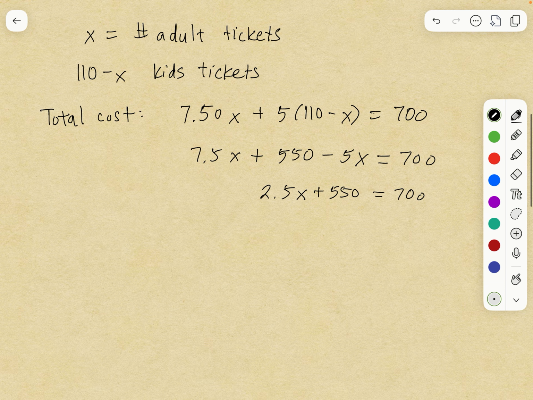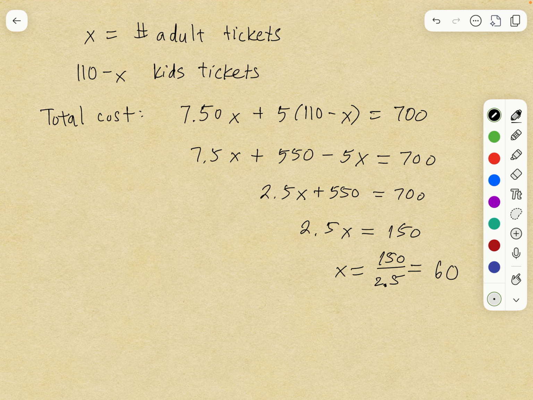Now I'm trying to get x, right? That's what I'm doing. So I'm going to subtract 550 on both sides. So I get 2.5x is 700 minus 550. That gives me 150. Then I divide both sides by 2.5. And if I do 150 divided by 2.5, I'm going to get 60. So I found that x equals 60.